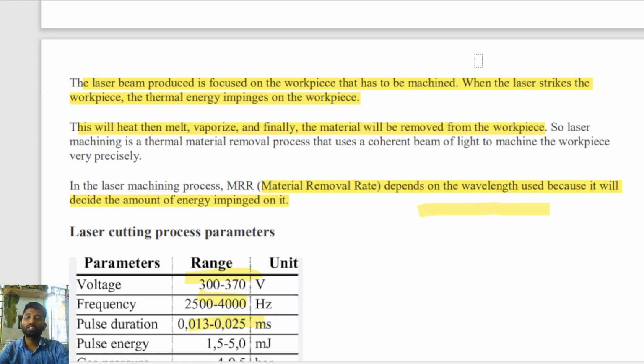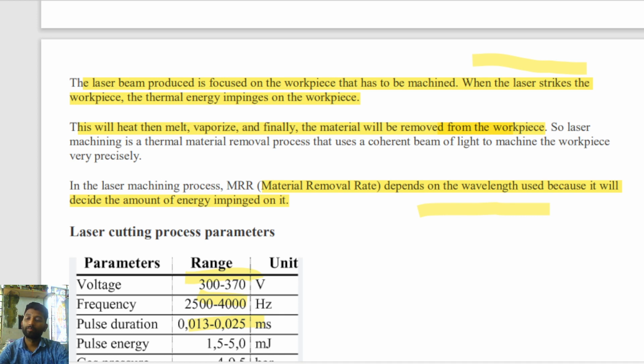When the laser strikes the workpiece, thermal energy impinges on the workpiece and heats up the metal. After the light strikes, the metal heats up, melts and then vaporizes. This is how the metal is removed from the workpiece.